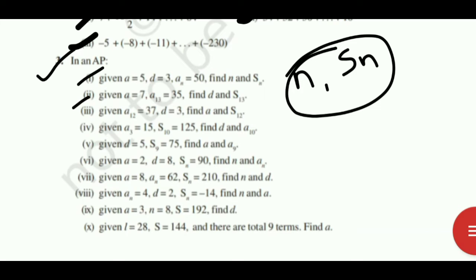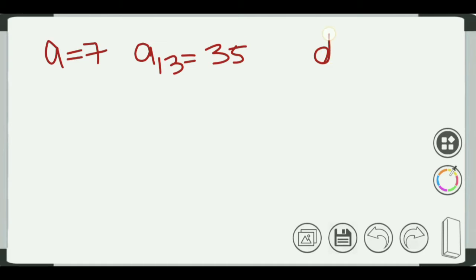Second one, a13 is given. a13 means 13th term is given. You need to find common difference d and sum of 13 terms. So a is equal to 7. 13th term is given as 35. You can find the common difference d and also sum of 13 terms.